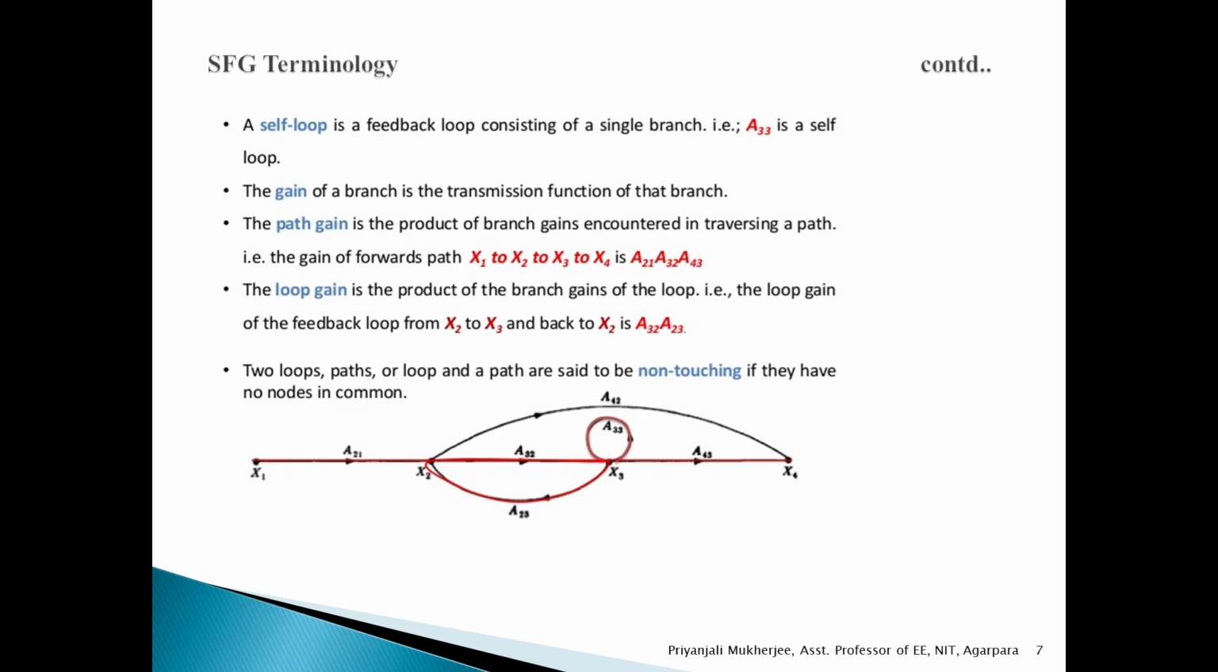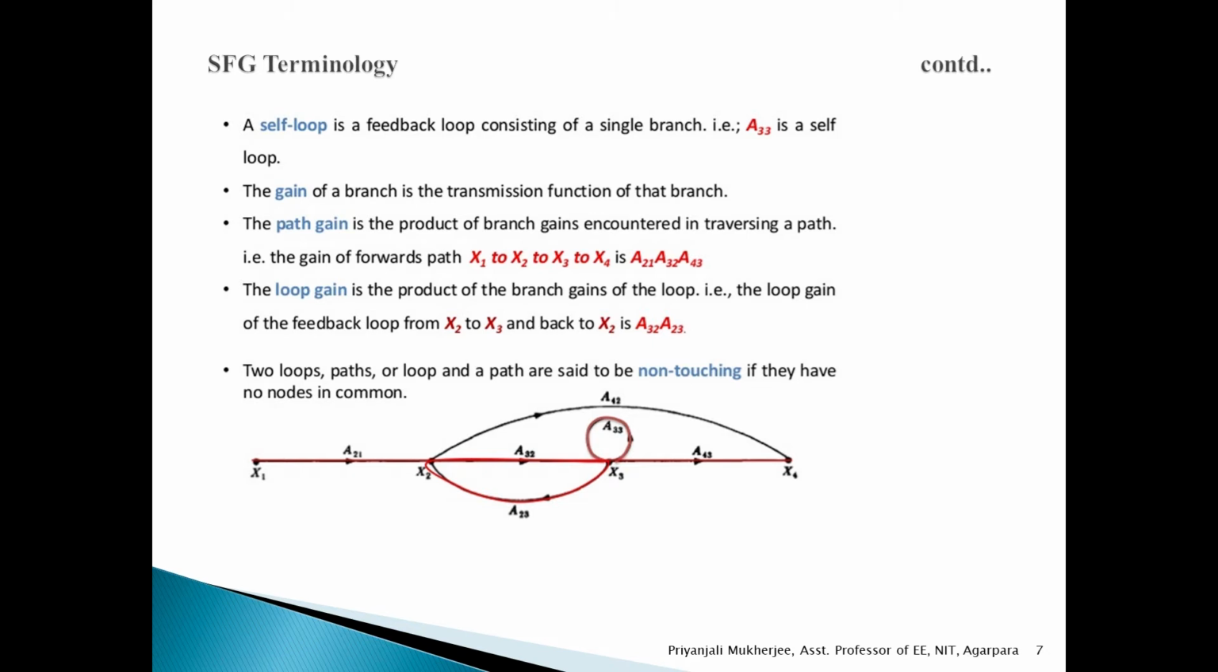Another one is self loop. Self loop means it consists of a single branch, and it also starts from a node and ends at the same node, having only one branch. In this case, this a33 is a self loop because it has only one branch and it has started from x3 and finally terminated at x3.